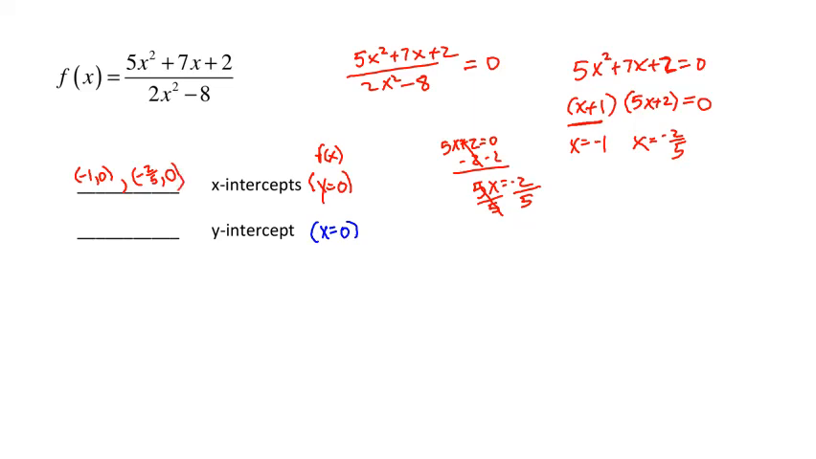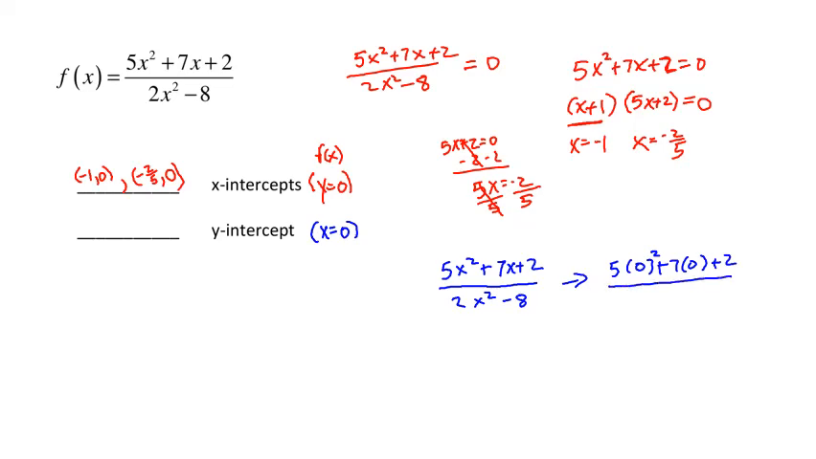To find the y-intercept, what we're going to do is set all the x's equal to 0. Remember that the function was 5x squared plus 7x plus 2 over 2x squared minus 8. So if we set all the x's equal to 0, it's going to become 5 times 0 squared plus 7 times 0 plus 2 over 2 times 0 squared minus 8.